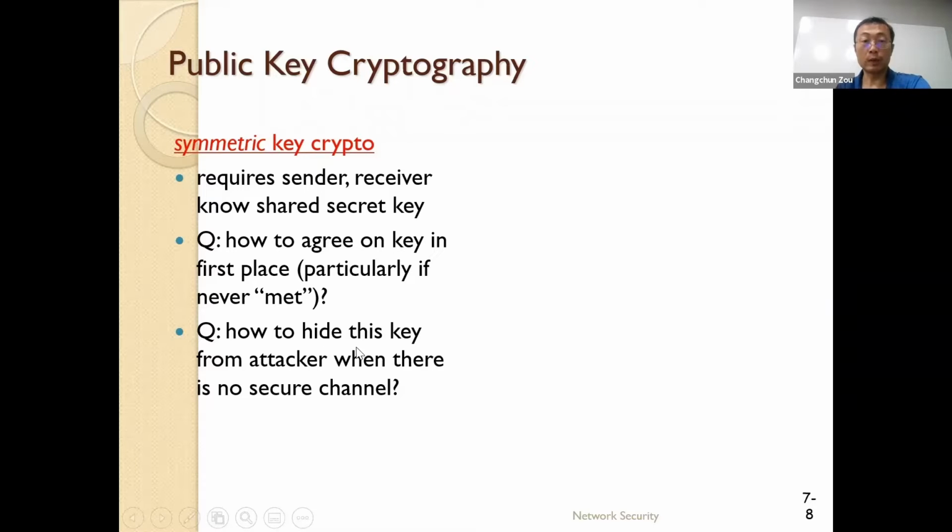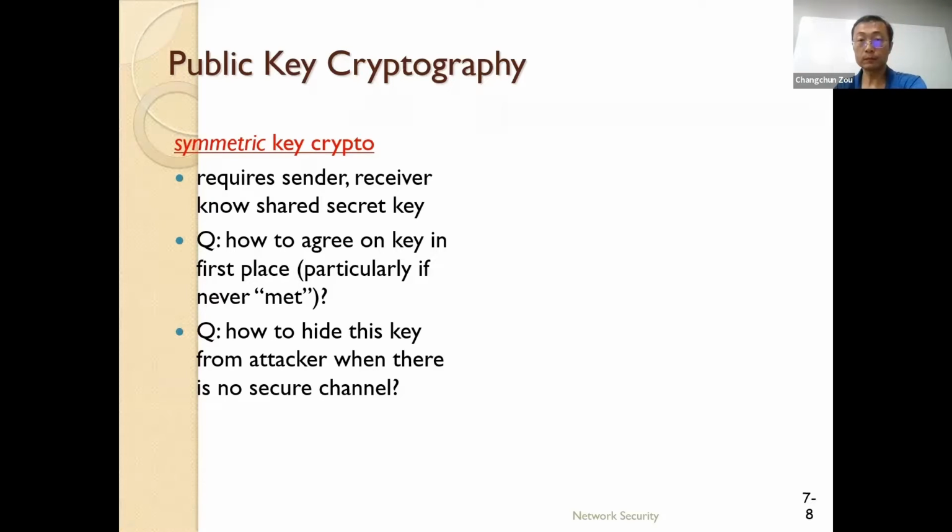Another is how to hide this key from an attacker when there is no secure channel. Again, this is related to key distribution, so both are related to key distribution. Before you set up secure communication, either the sender or the receiver can pick a symmetric key and send it to the other end, so both ends agree on the same key. The major issue is how you can distribute this key in a secure way before you have a secure channel.